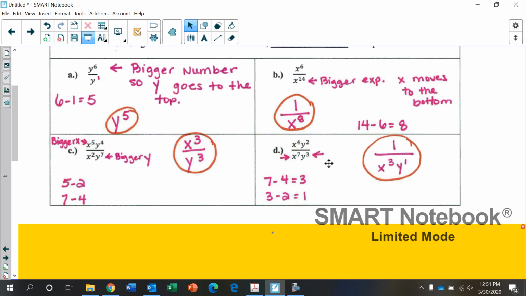Over here, same thing. For D, our x is bigger on the bottom, our y is bigger on the bottom. You can move them there. You're just going to do 7 minus 4, which gives you 3. 3 minus 2 gives you 1.